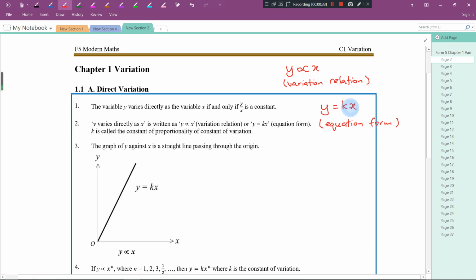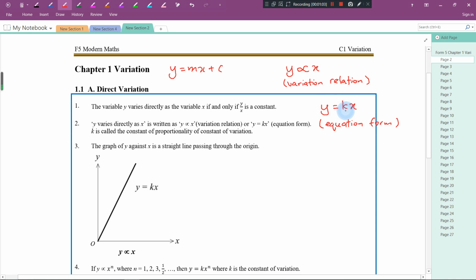When you look at this equation, I think you will recall y equal to mx plus c. It's a straight line. This is a straight line as well, but this time there's no c here. So it means that if you draw a graph of y against x for this case, you will get a straight line passing through the origin. And the k here is actually the gradient of the graph of y against x.